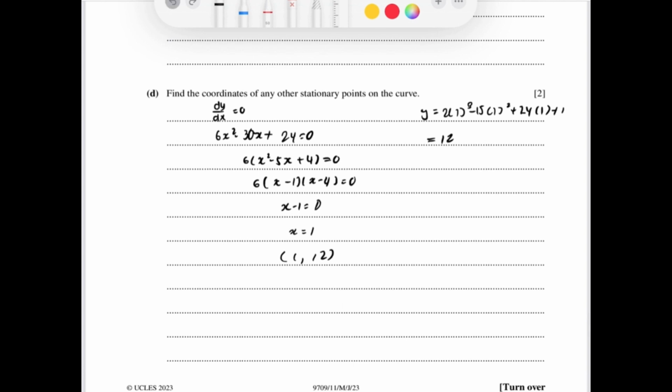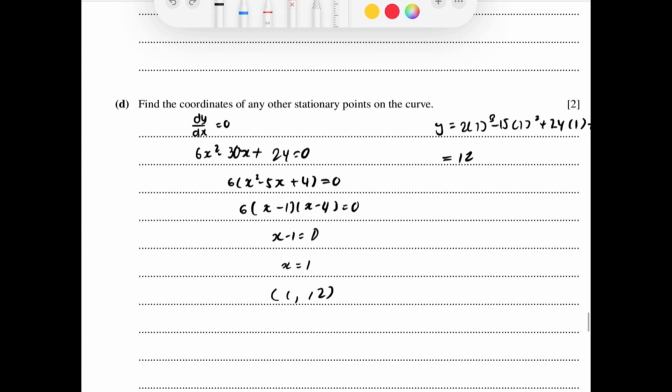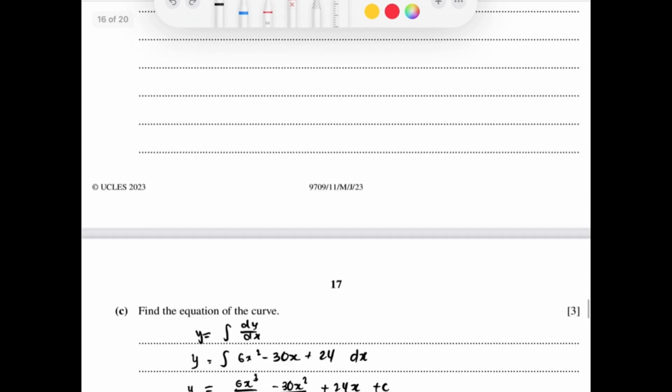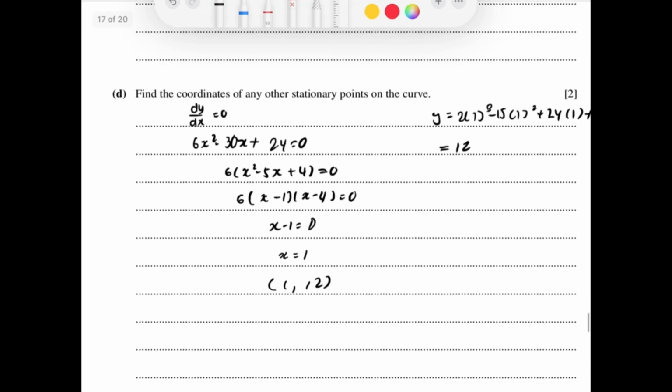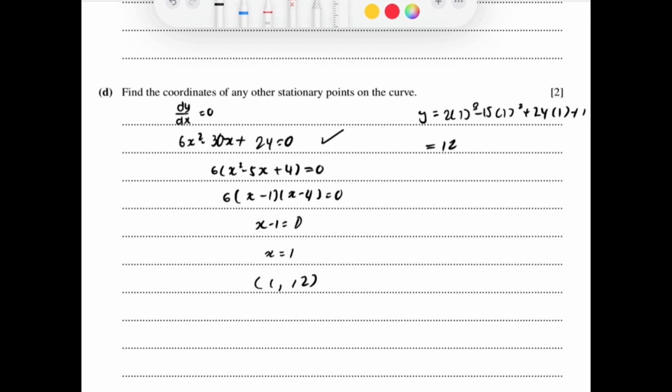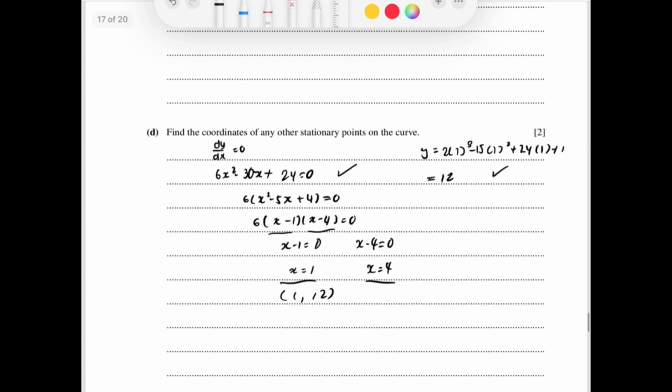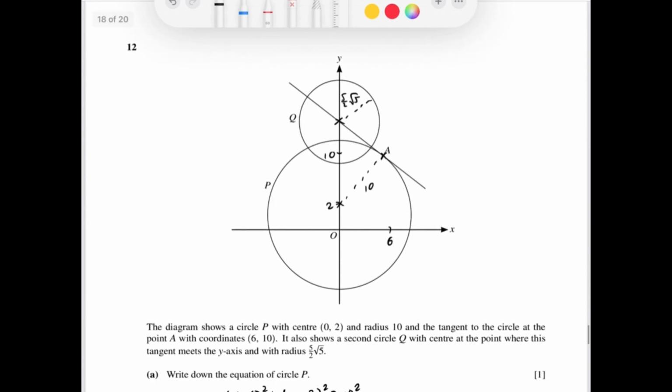D, find the coordinates of any other stationary points on the curve. So you know that you already have 1, and that's just 1. That's 4, negative 15. But again, a stationary point occurs when dy over dx equals 0. So just equate the equation to 0, and you're going to get x minus 1, x minus 4. So we know already that x equals 4 is a stationary point, but we didn't know the other one. So we only need x equals 1. And substitute it into the equation that you found earlier to get the y value, and get 112.